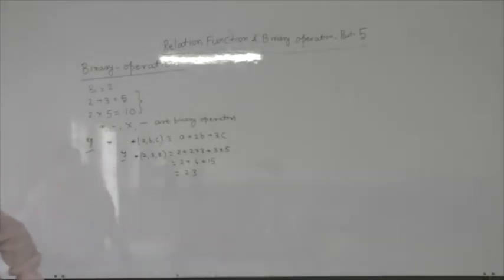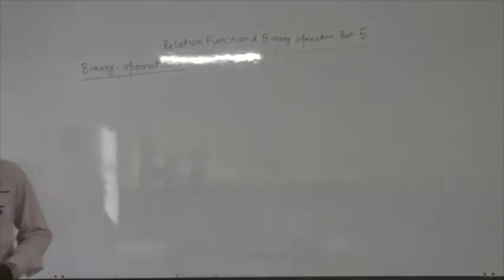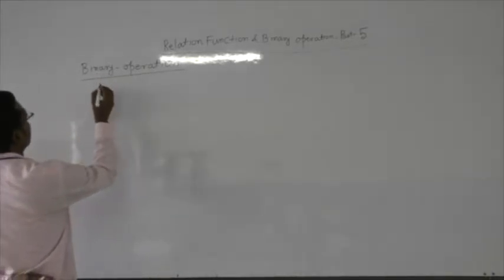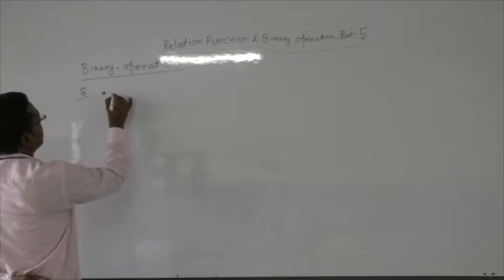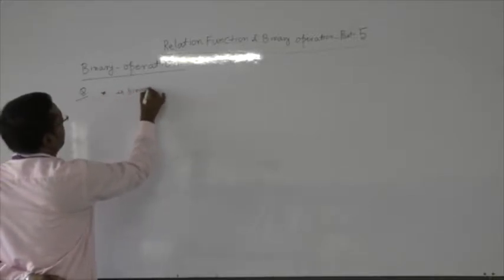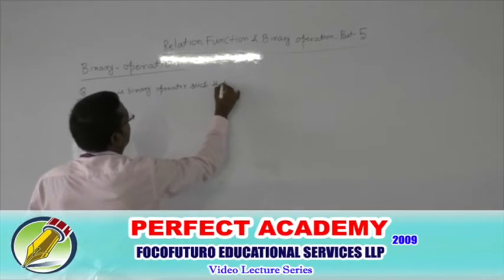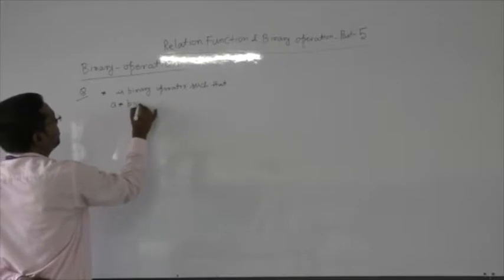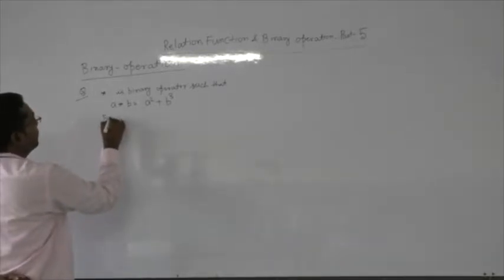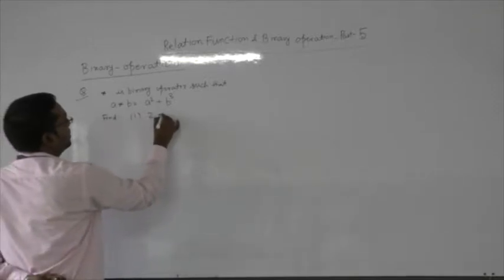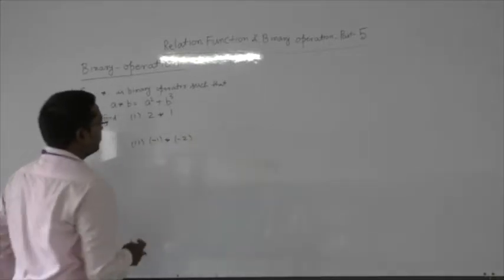Let's see more on it. Now see, suppose the question is: star is a binary operator such that it gives A star B equals A square plus B cube. Then find, first, 2 star 1, second, minus 1 star minus 2. We have to find these two values.